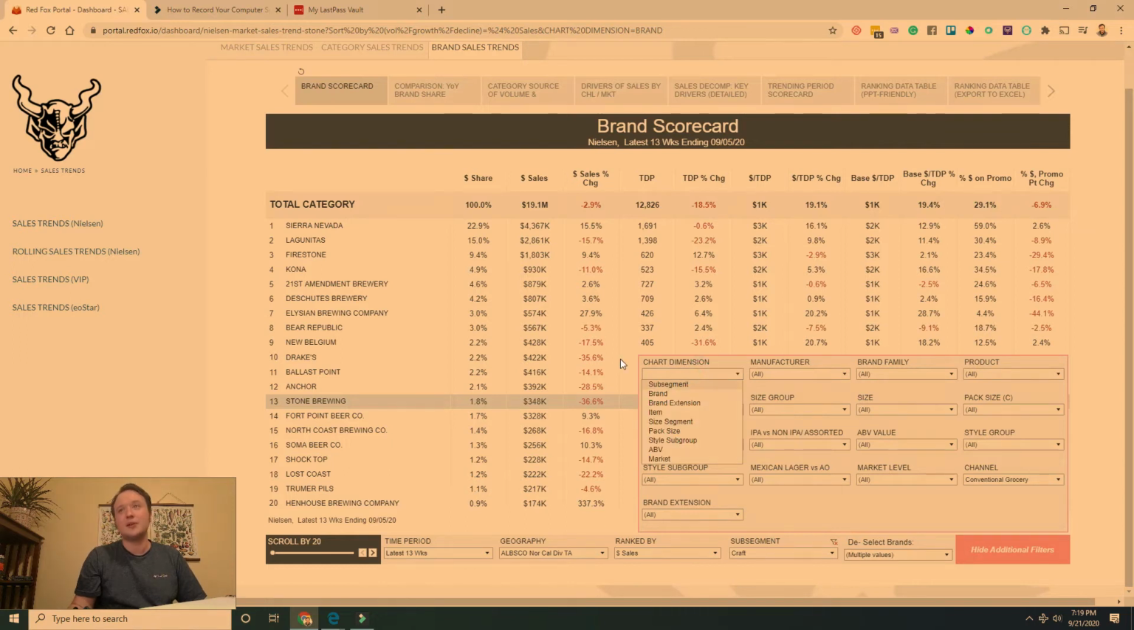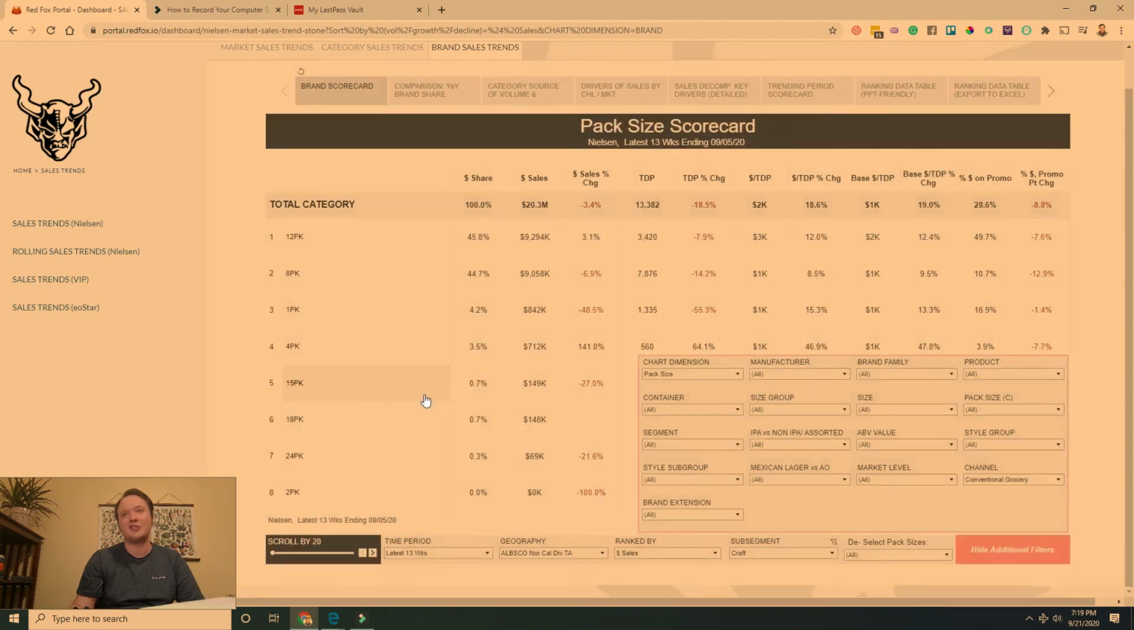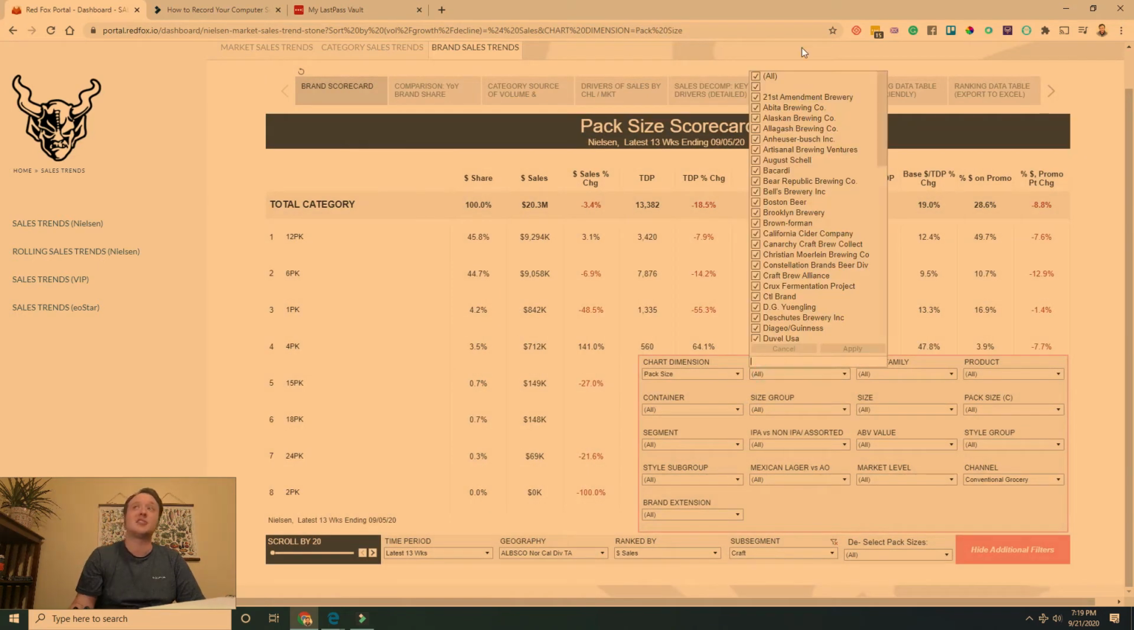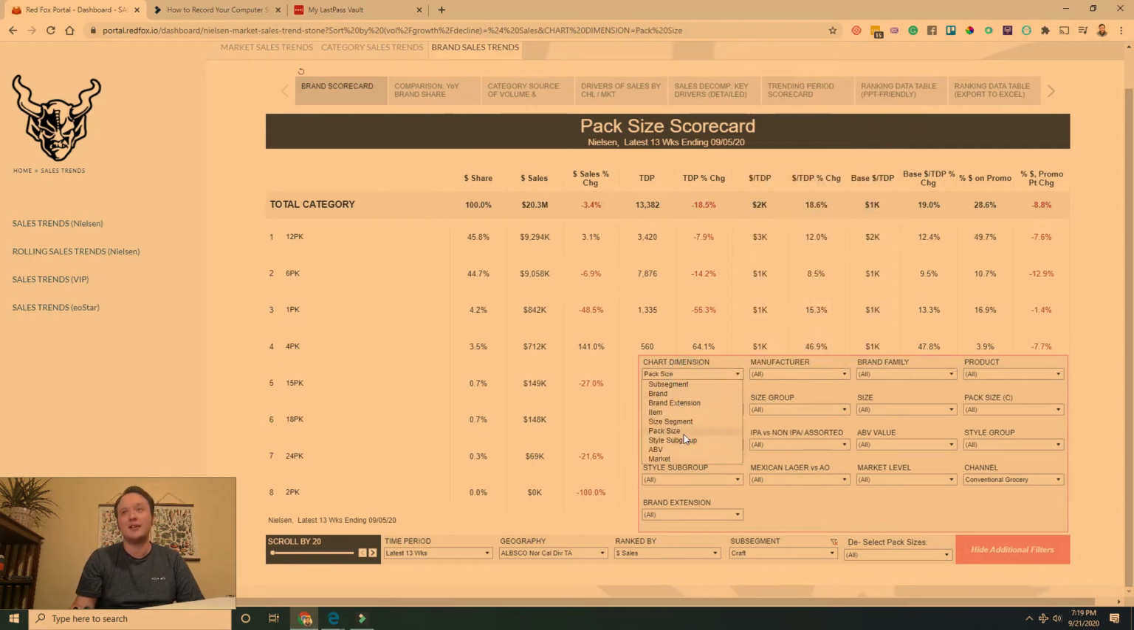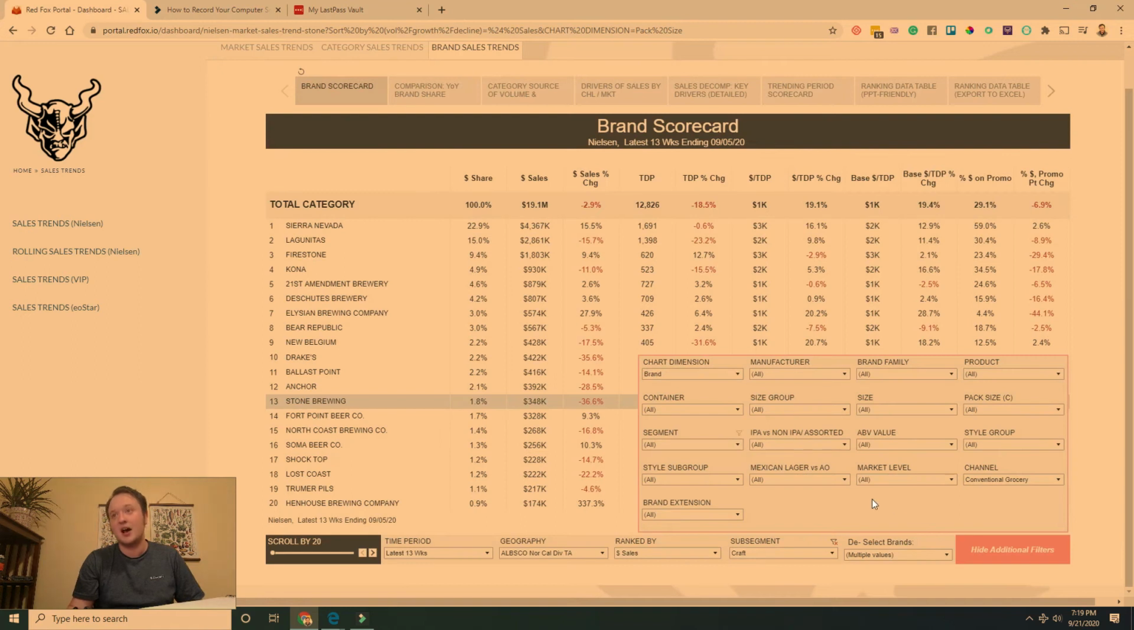So, if you instead wanted to change this to be dimensionality for pack sizes, you can use that chart dimension button, and this will flip into the context of pack sizes. Now if I start deselecting different brands, I'm really able to hone in on specifically what I'm trying to find. These are really flexible reports, you guys, and they're built to help you actually answer your questions. But you have to have the right questions to back you.